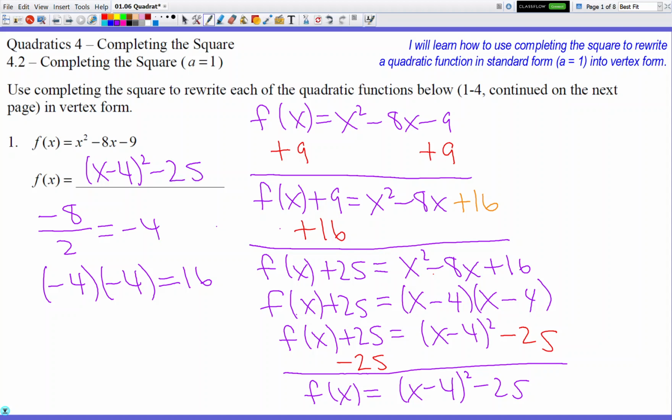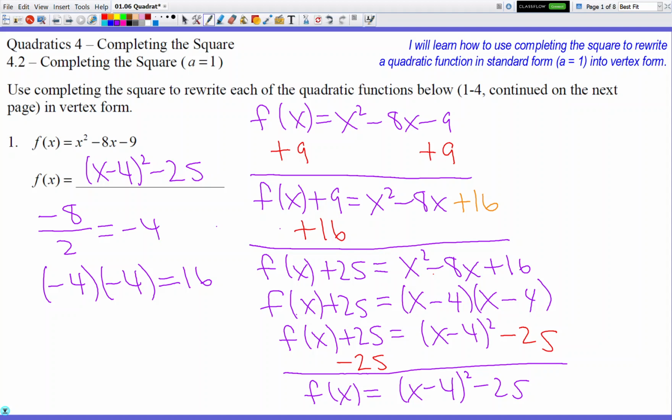Okay, so here's what I want you guys to do as extra for the last bit of this problem. So we've got vertex form. I want you guys to answer this question for me: what is vertex form really good at finding?